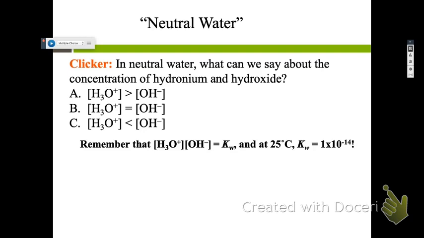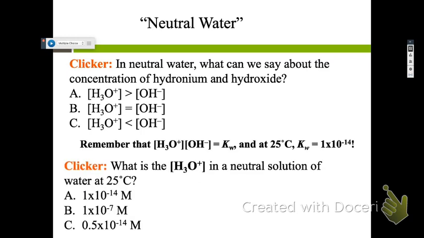So there might be some questions you'll run across that say, well, at 72 degrees Celsius, you have this Kw. What is the concentration of hydronium? What is the concentration of hydroxide? Just be aware that this is all based on a specific value that for room temperature is 1 times 10 negative 14.